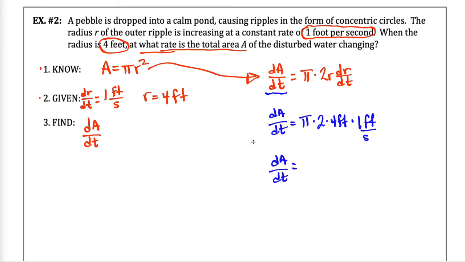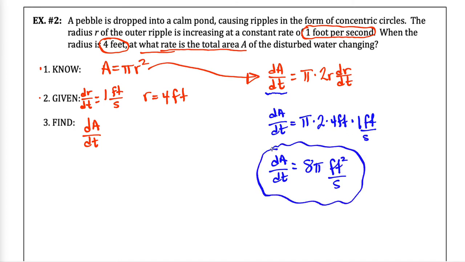And I know I went through that quick. Are you guys okay with how I replaced everything? Otherwise, feel free to ask along the way. If there's something you're finding confusing that I might have skipped over or might have assumed you knew, ask away. What do we have? 8 pi? So we've got 8 pi feet squared per second. So when the radius is 4 feet, that's how fast the area is changing every second.